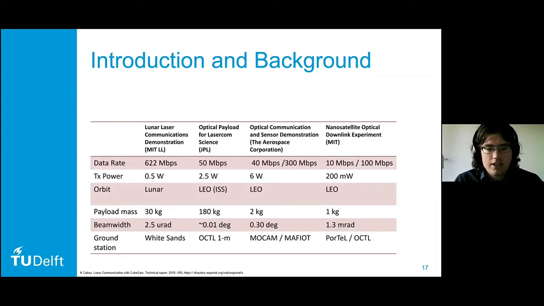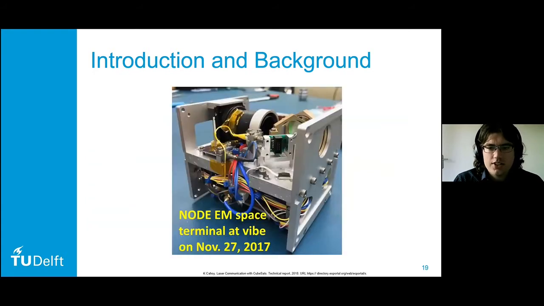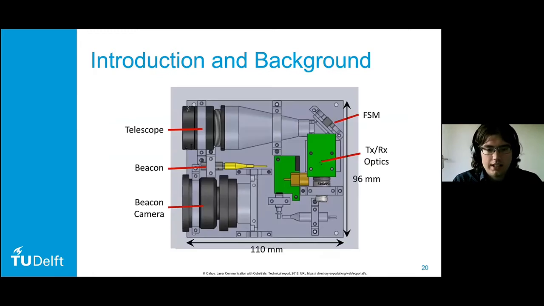Kerry Cahoy from MIT made a really nice overview of what microsatellite laser communication terminals look like. As you can see, the amount of power being consumed is quite low, while the performance is still really respectable. Particularly NODE is quite interesting. The miniaturization of these terminals has progressed quite substantially over the last couple of years, and we're now capable of fitting a laser communication terminal into about 1.5 units of a CubeSat.